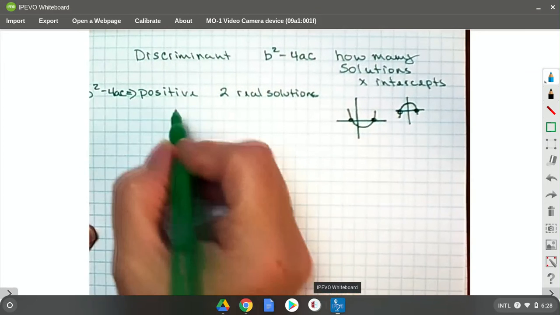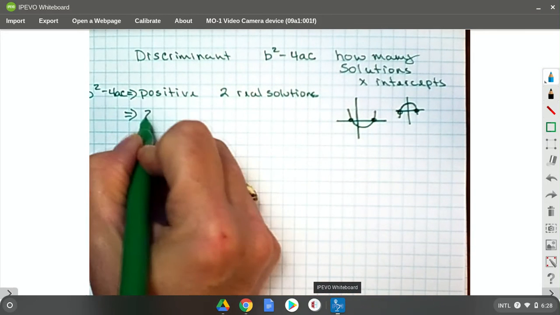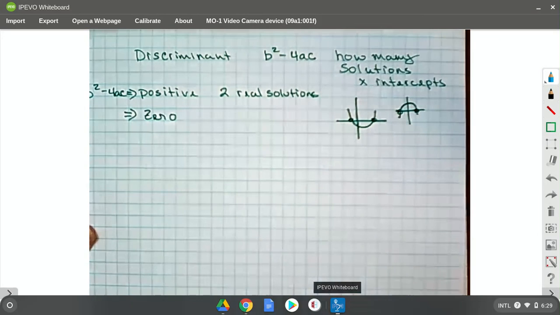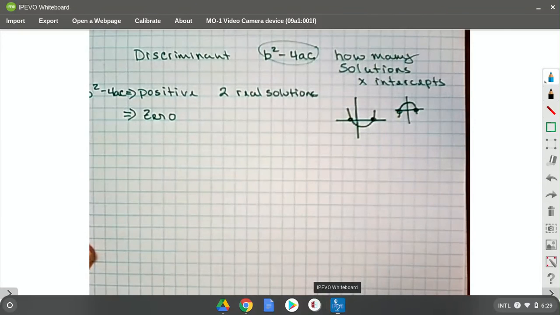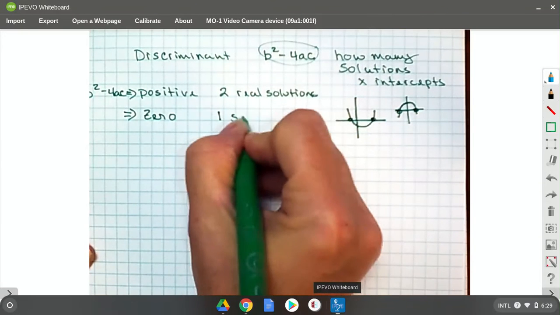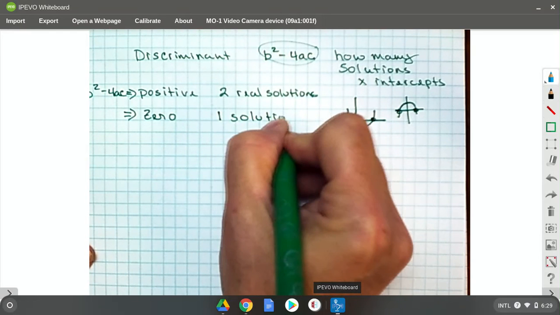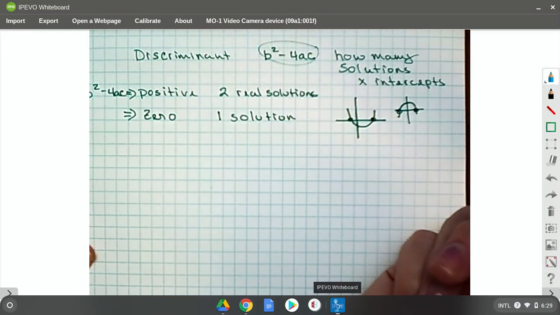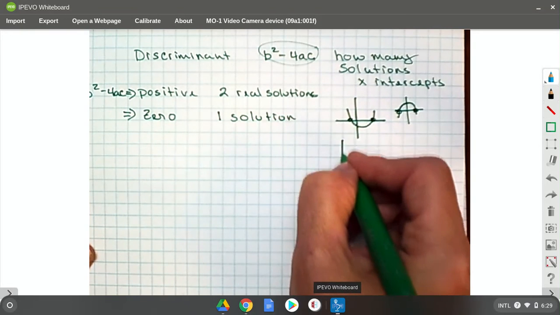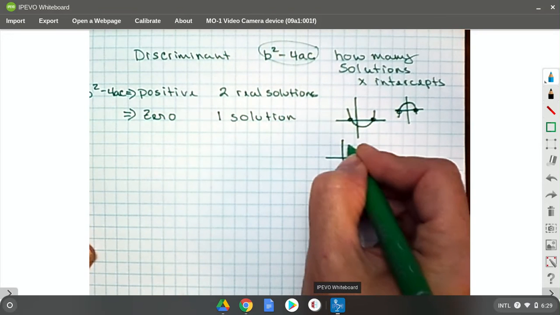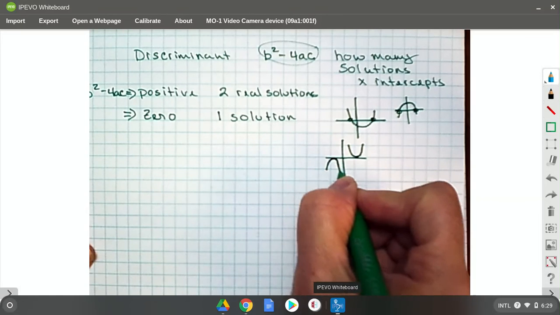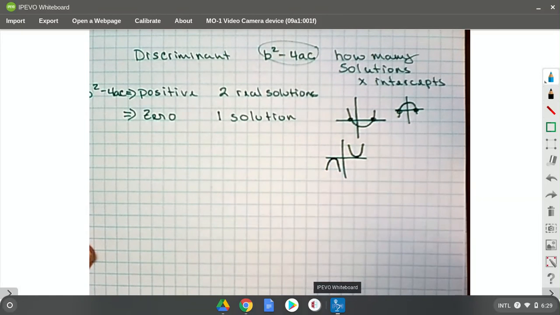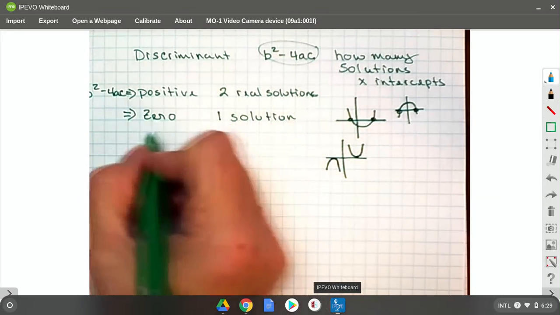If it is 0, let's say just this part right here comes out to equal a 0, then you are going to have one solution. That means that that parabola is going to touch that x-axis. Don't quite know how, don't quite know where, but it is just going to touch and go back. There is one solution, one x-intercept.